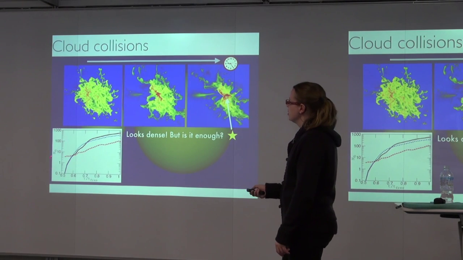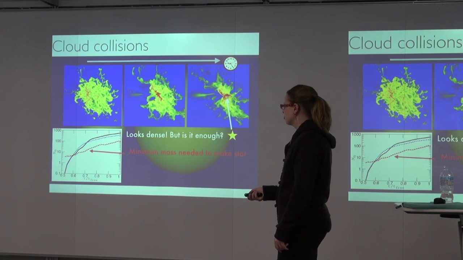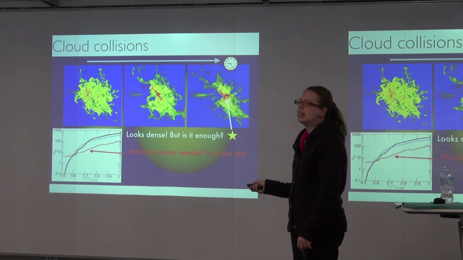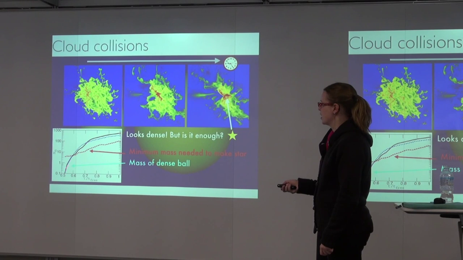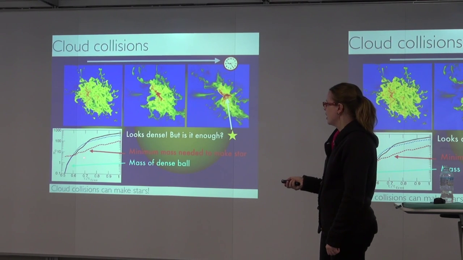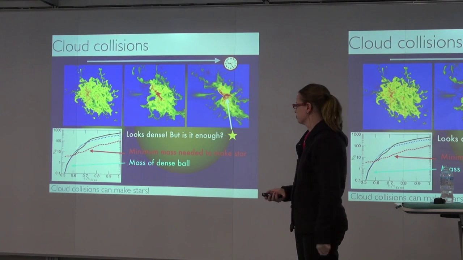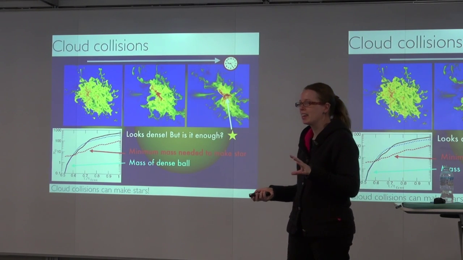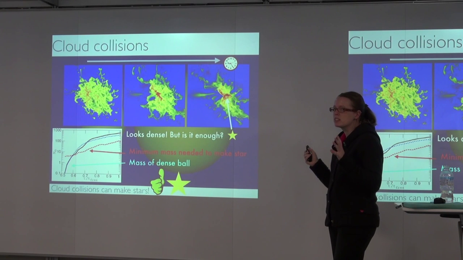Well, here's a graph. So this is mass, measured in the mass of the sun. So here's one solar mass, and this is 1,000 times our mass. And this is time running on the bottom. So the red line is the minimum mass we need to form a star. If we are below that line, no star. And this, actually the black and the blue line, depending on how you measure it, is the mass of our dense gas. And indeed, we see that over here, we have definitely exceeded the minimum mass needed to make a star, so we should be able to collapse down and voila. So this suggests cloud collisions really can make these stars, which is important because it might just solve our big star problem.